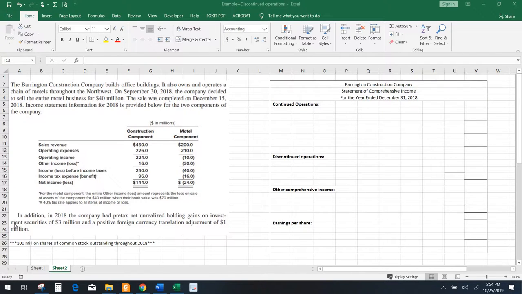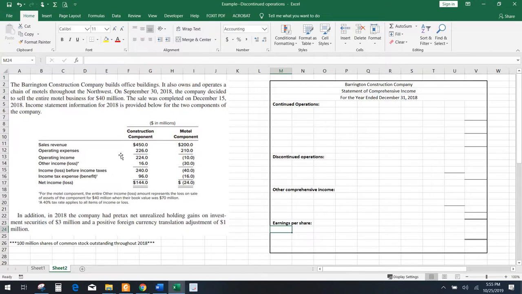In addition, in 2018, the company had pre-tax net unrealized holding gains on investment securities of $3 million and a positive foreign currency translation adjustment of $1 million. And they also provide this information: 100 million shares of common stock outstanding through 2018, and that information will be important when calculating earnings per share.